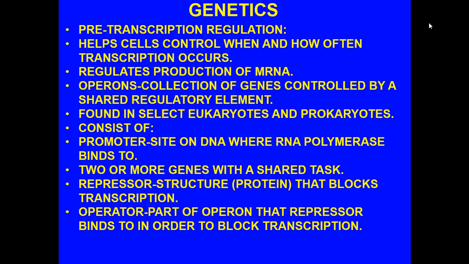A promoter. This is a site on the DNA where the RNA polymerase binds to. Two or more genes with a commonly shared task. Repressor, that is a structure, usually a protein, that blocks the transcription. And then operator. This is the part of the operon that the repressor binds to in order to block transcription.